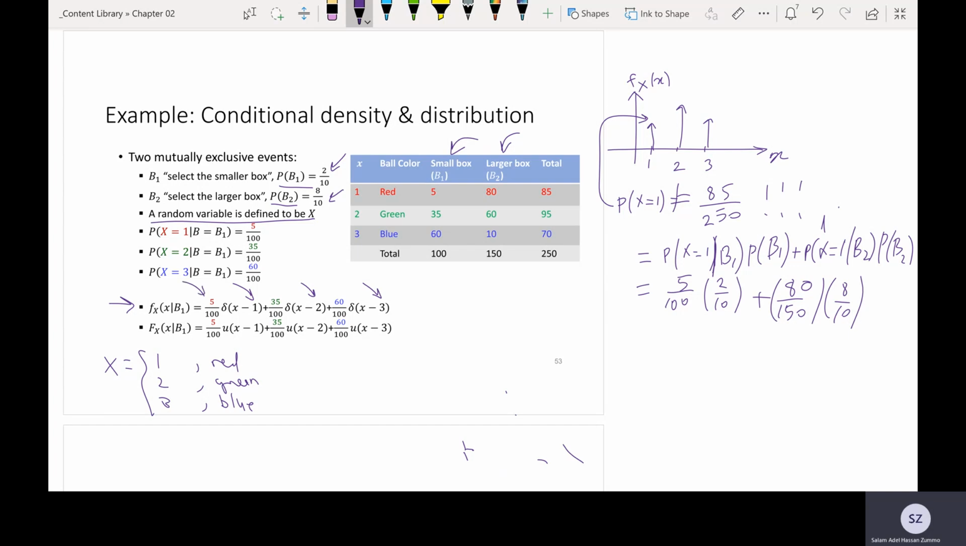We found already the probability that x equal 1 given B1. So this is the probability of x equal 1 given B1. This is the probability of x equal 2 given B1, sorry. And the third one is the probability of x equal 3 given B1. And you get this figure. 3 deltas with different amplitudes. If you want to find the CDF, you integrate. So you get basically the same numbers, but as step functions at 1, 2, and 3. Okay?